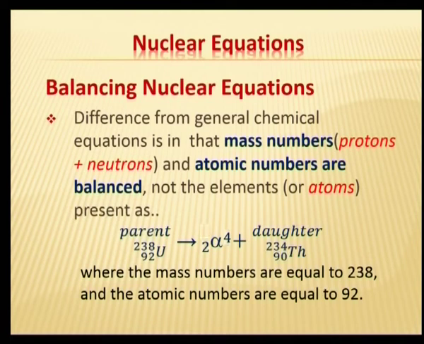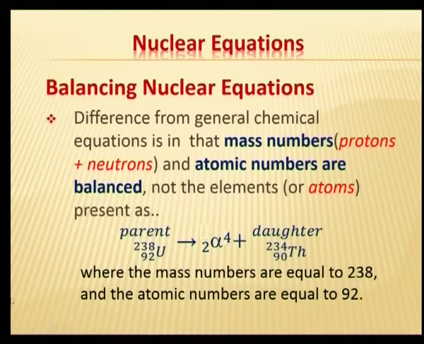Balancing nuclear equations differs from a general chemical equation in that the mass numbers, protons plus neutrons, and the atomic numbers are balanced, not the elements or atoms present. As you see, the chemical reactions and the nuclear reactions are very different. In chemical reactions, the particles which are participating are the electrons. Nuclear force is a very strong force compared to the electrostatic forces. Therefore, in nuclear reactions what is important is what is happening inside the nucleus. The nuclear reactions are different from the chemical reactions.